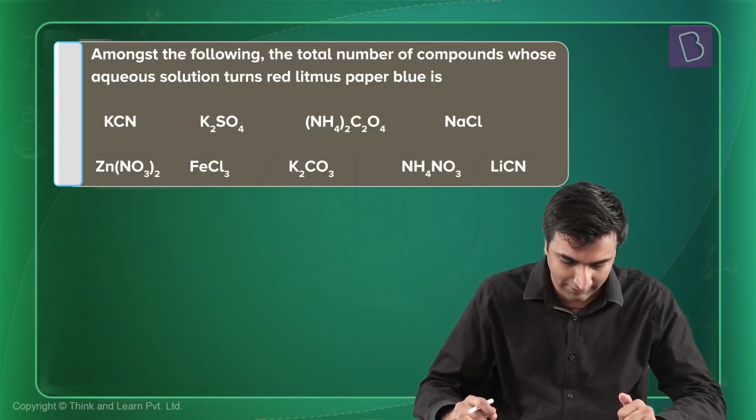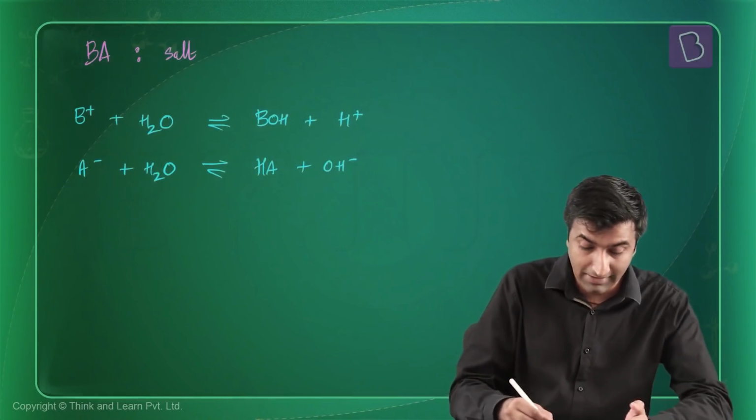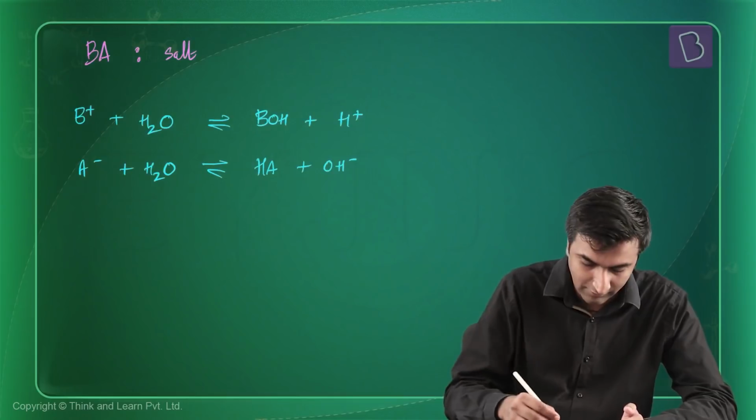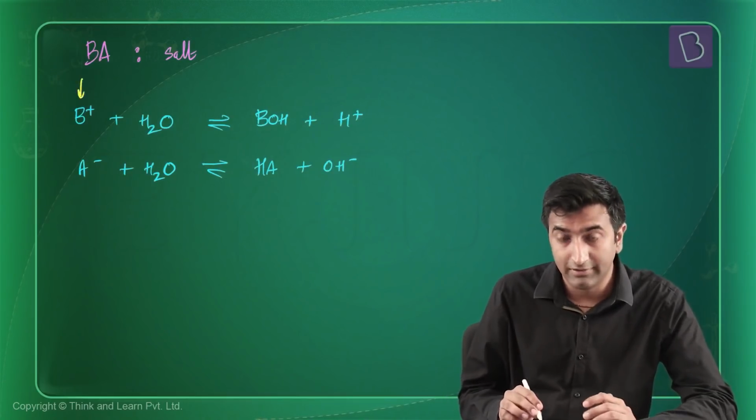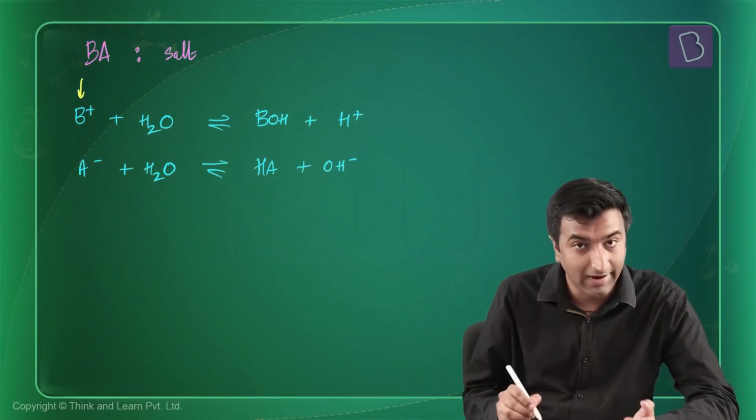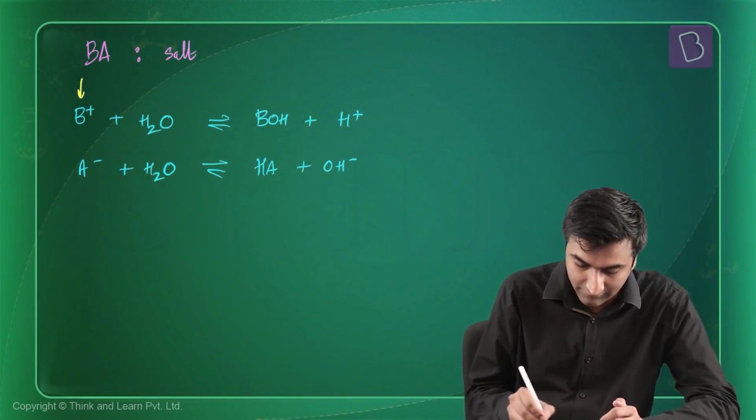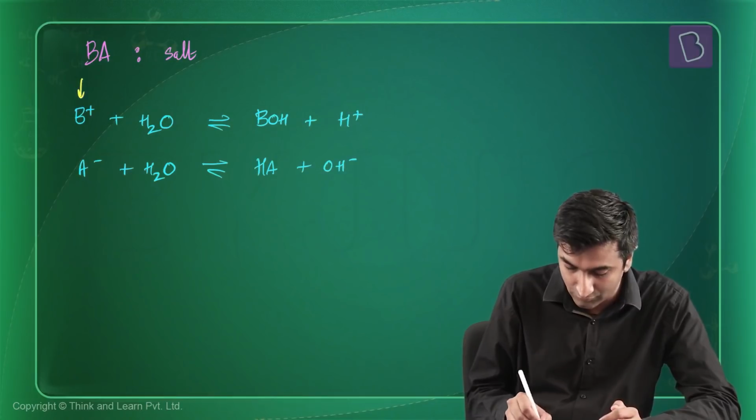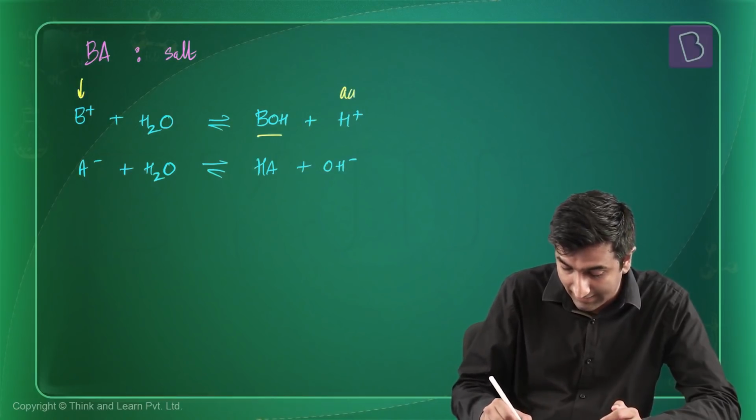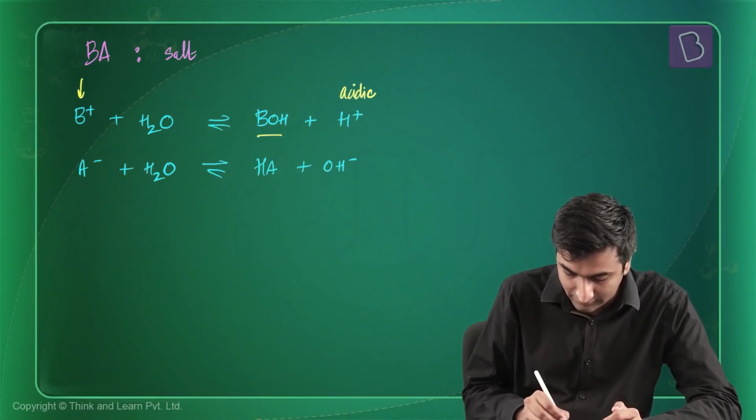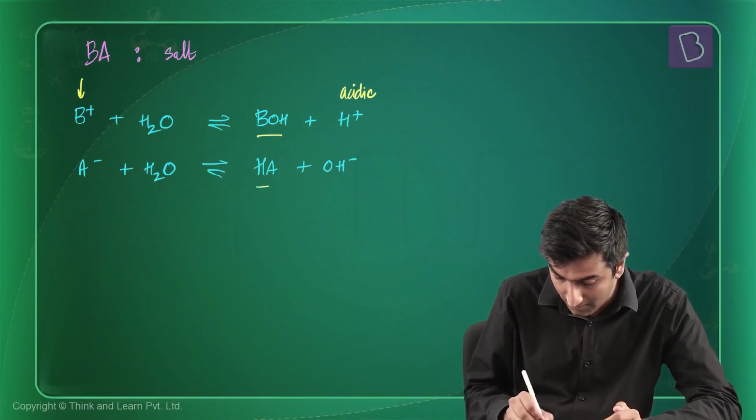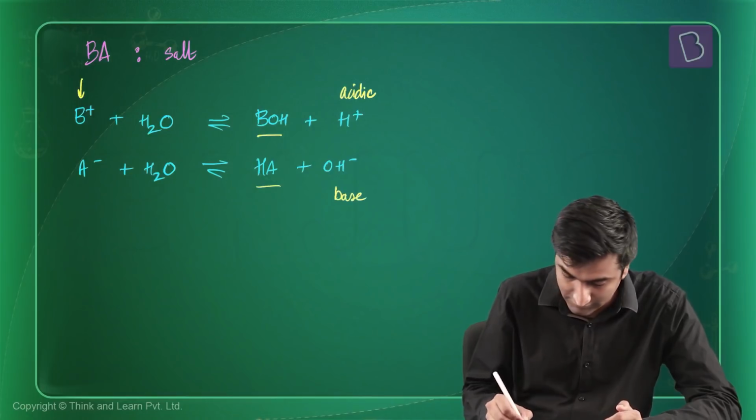To explain in a little more detail, BA is a salt, and when you put it in water, it forms B+ and A- ions. Sometimes these ions hydrolyze. If the B+ ion reacts with water, it gives you BOH and H+, so this would be acidic. Or they would go the other way: A- reacts with water and gives you OH-, which is a base.